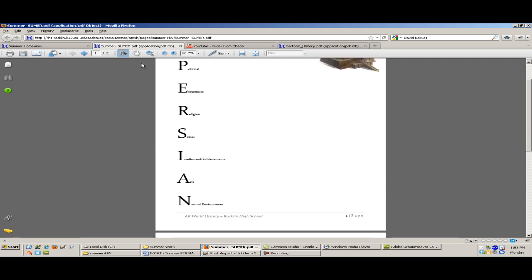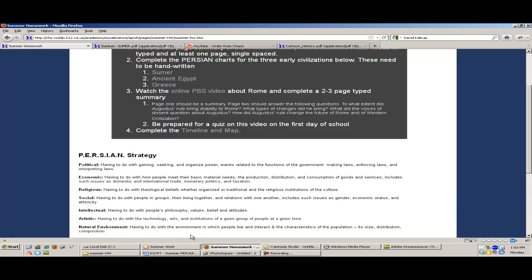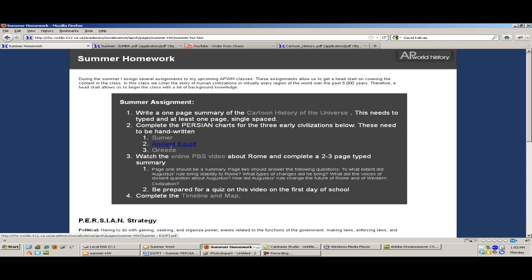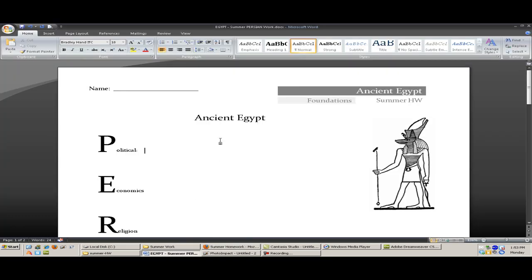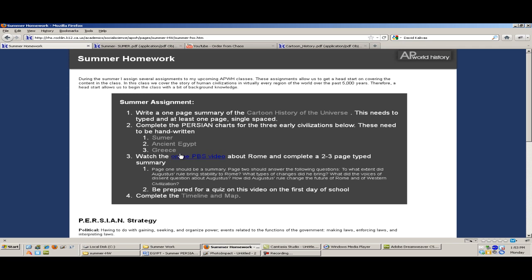Let me walk you through one of them. Let me go back and we're going to do one on ancient Egypt, and I brought one up here. Now, you guys, these need to be handwritten. These are not typed. I brought this up in Word just so that you can see it. But like I said, I would like you to handwrite them.